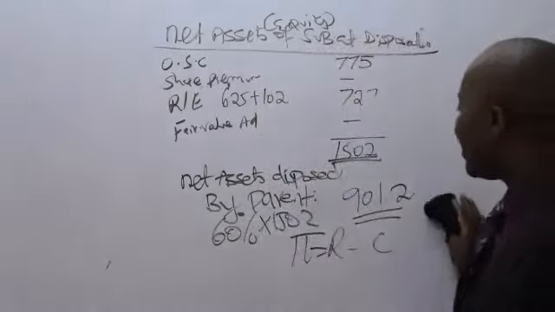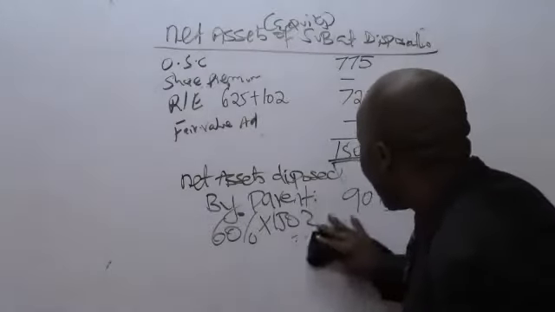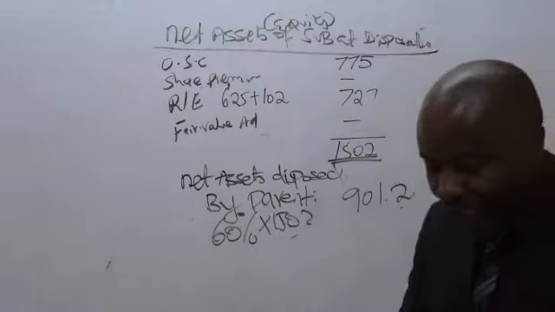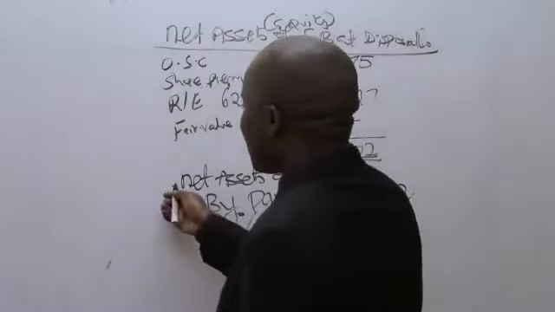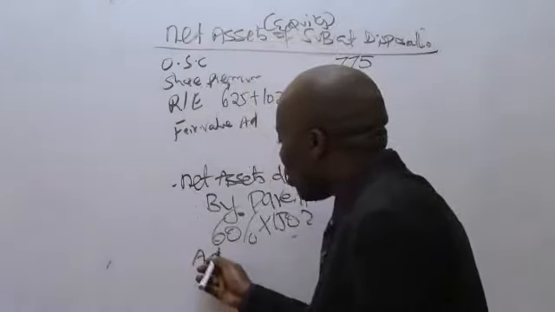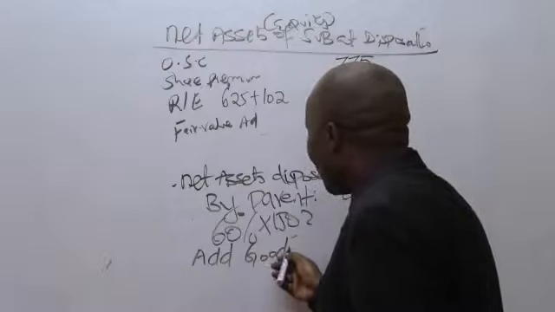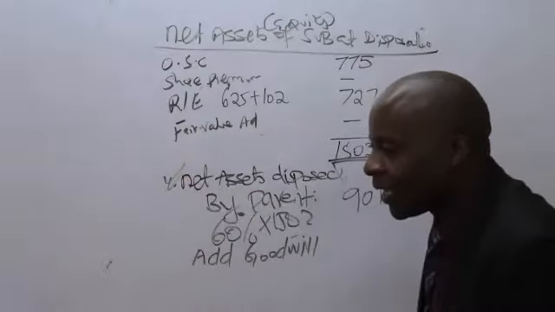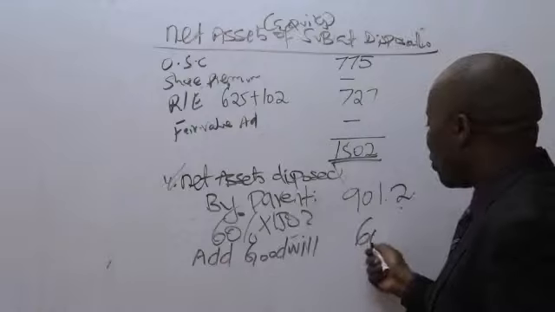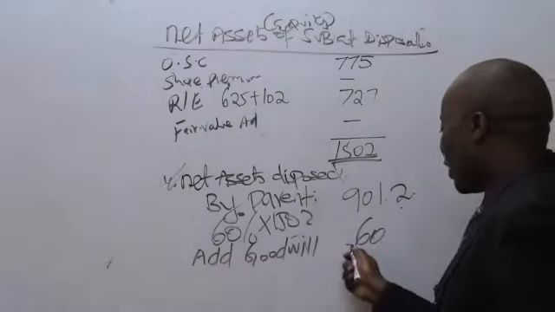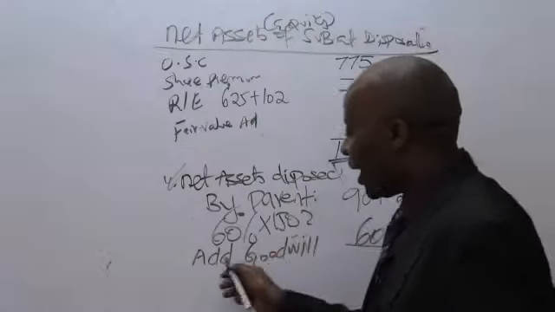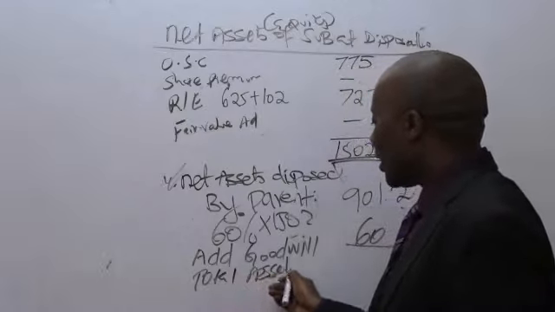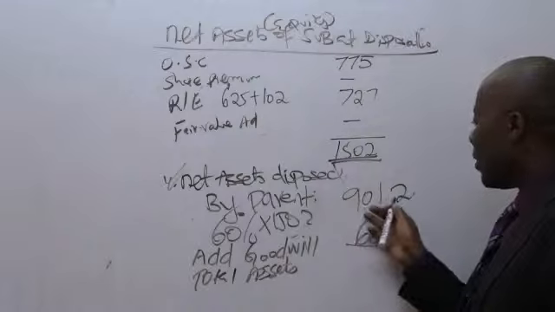Remember, before I go to the profit, which is revenue minus cost, these guys also had an asset that has not been factored in here. These guys had an asset we call goodwill. So at the date of disposal, they had another asset which is not here, goodwill, worth 60. Therefore the total assets disposed will be 901.2 plus 60.